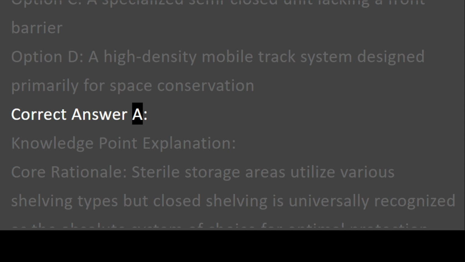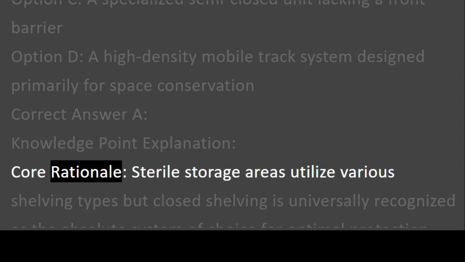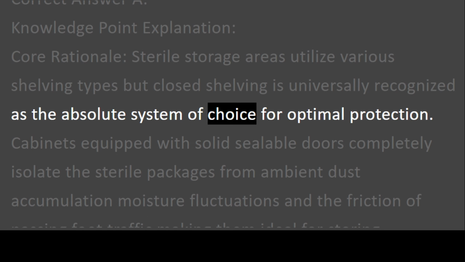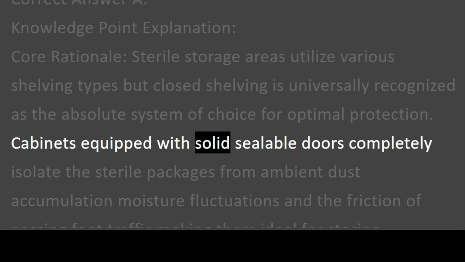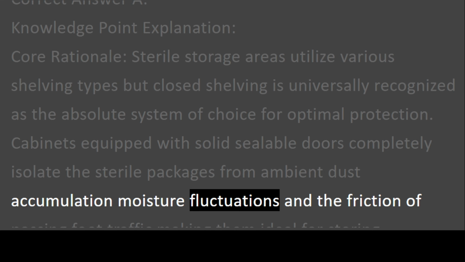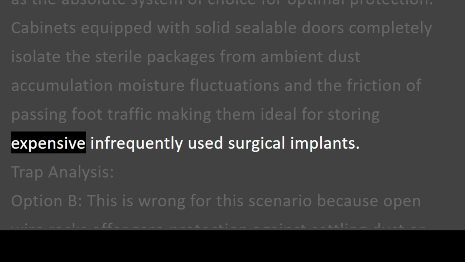Correct answer A. Knowledge point explanation. Core rationale. Sterile storage areas utilize various shelving types, but closed shelving is universally recognized as the absolute system of choice for optimal protection. Cabinets equipped with solid sealable doors completely isolate the sterile packages from ambient dust accumulation, moisture fluctuations, and the friction of passing foot traffic, making them ideal for storing expensive, infrequently used surgical implants.